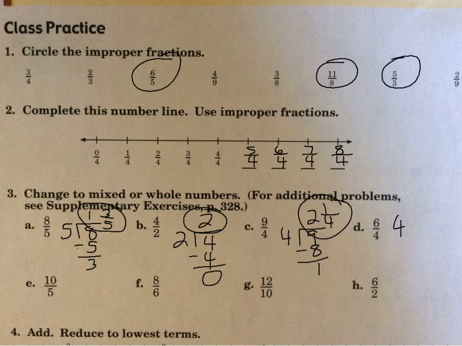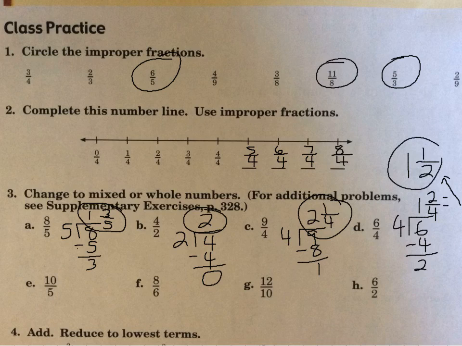D. 4 goes into 6. 1 time. 4 times 1 is 4. We subtract and you get 2. And so it's 1 and 2/4. That one, I want you to reduce it. Think about what goes into both 2 and 4. And I'm running out of room here, so I'm going to put it up top, but hopefully you can fit it. 1 and 2/4 can be reduced to, well, 2 goes into both 2 and 4. 2 goes into 2 one time. 2 goes into 4 two times. And the reduced answer would be 1 and 1/2.